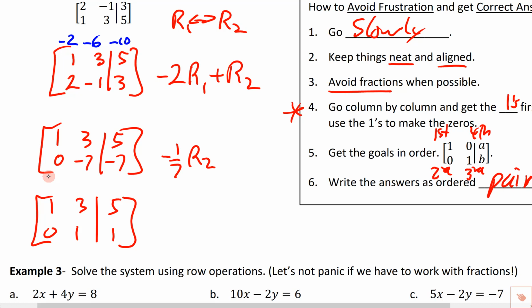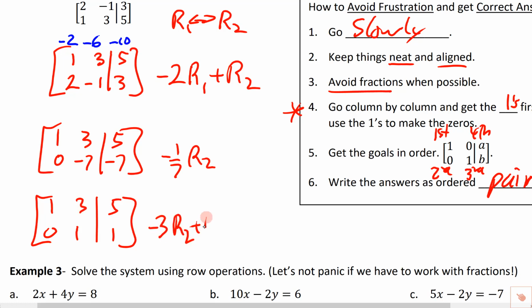Do not answer this question out loud. I just want you to think. I need to turn that 3 into a 0. Don't answer out loud. What do I add to 3 to turn it into a 0? Andy, what do I add to 3 to turn it into a 0? -3. Very good. -3 times the row with the 1 in it.